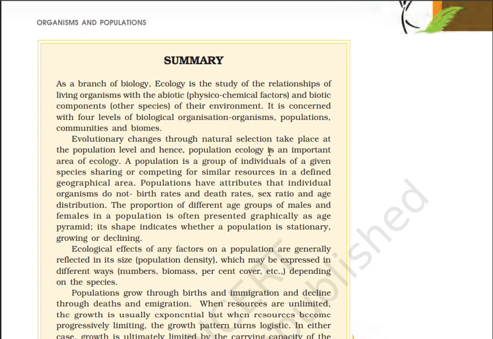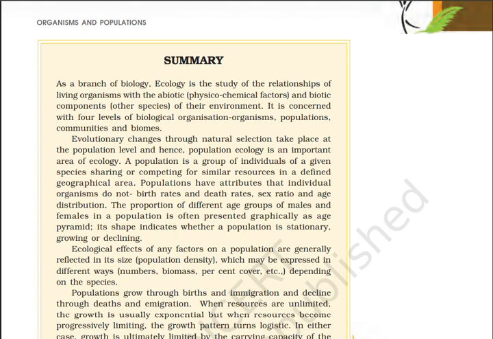A population is a group of individuals of a given species sharing or competing for similar resources in a defined geographical area. Populations have attributes that individual organisms do not: birth rates and death rates, sex ratio, and age distribution. The proportion of age groups of males and females in the population is often presented graphically as an age pyramid. Its shape indicates whether a population is stationary, growing, or declining.